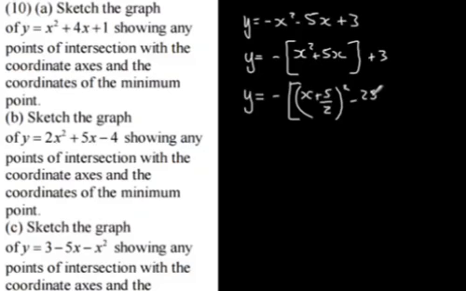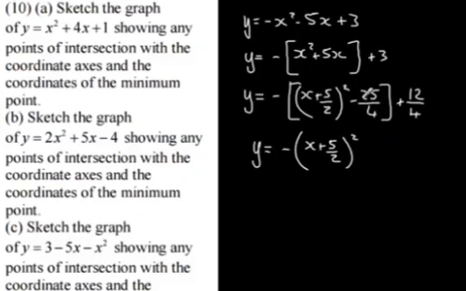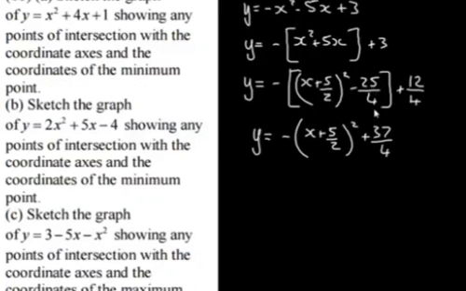minus 25 over 4. And then I'm just going to put on the outside 3, which is going to be 12 over 4. Certainly don't need to, it'll just make my life slightly easier. Multiplying back through, we've got now negative quantity x plus 5 over 2 all squared. This is going to give me plus 25 over 4 plus 12 over 4, which is going to be plus 37 over 4. So the negative and the negative make a positive, and then plus that.